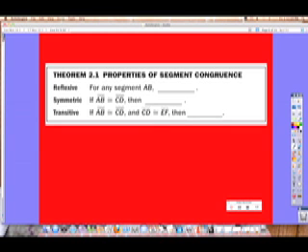Okay, reflexive, can I get a hand in the air? If they give you AB, do you remember what the reflexive property is saying about that AB? Kelsey, what is it? Yes, good job. AB equals AB. Literally the exact same thing on both sides of the equal sign.